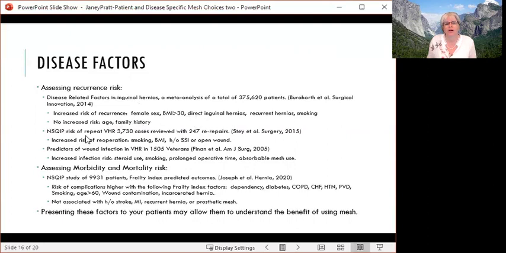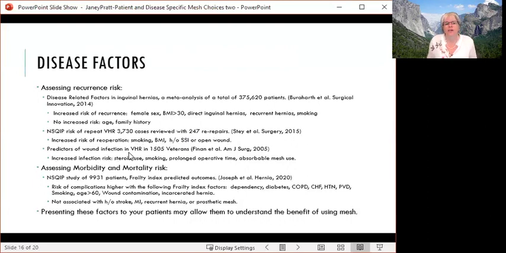NSQIP risk of repeat ventral hernia repair looked at 3,730 cases reviewed with 247 re-repairs. This was published in 2015 by Stay. And they saw an increased risk of reoperation was more likely with smoking, high BMI, history of surgical site infection or open wound at the original repair.